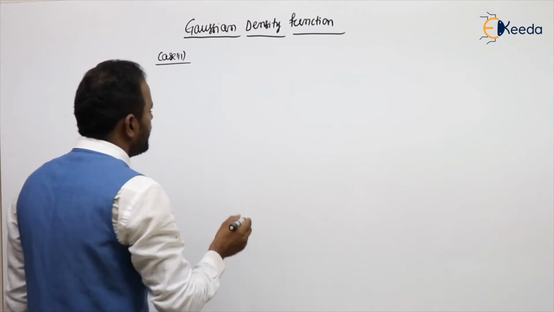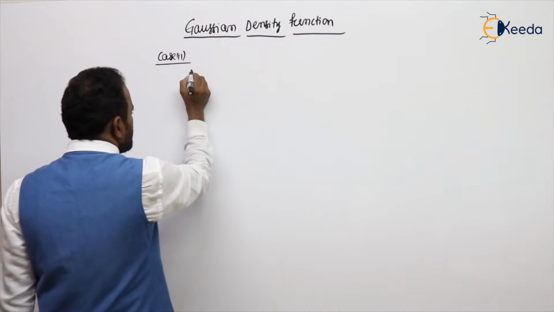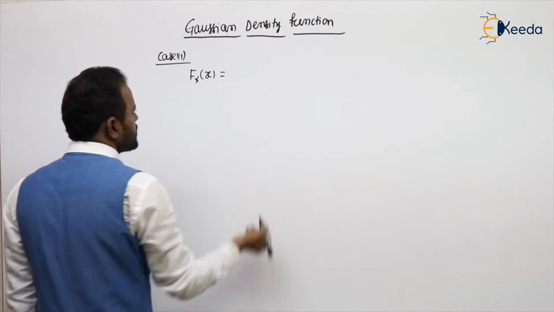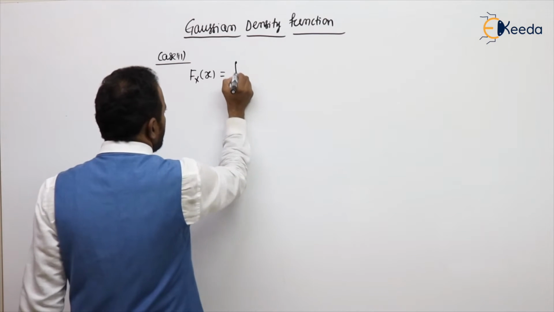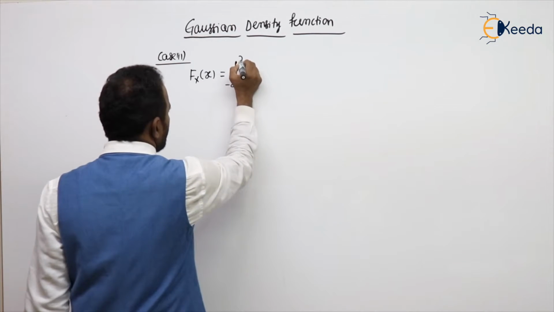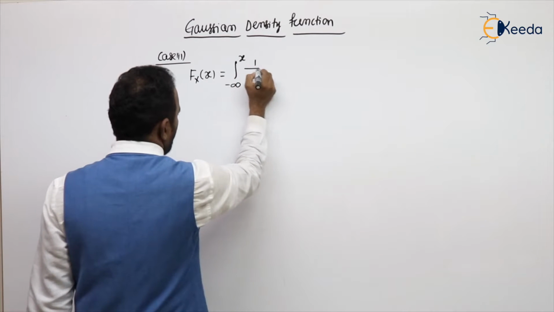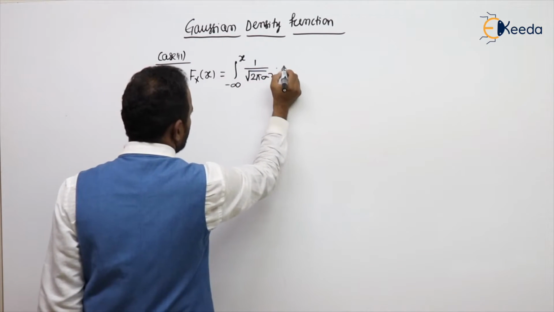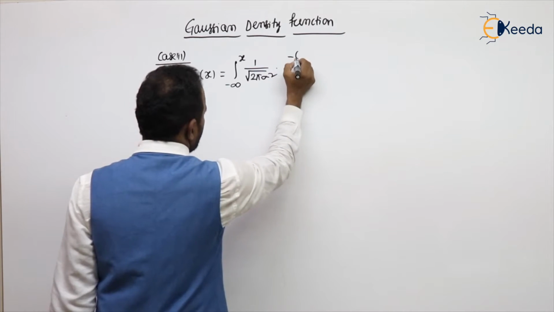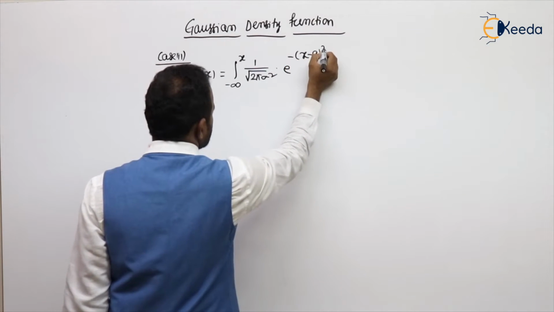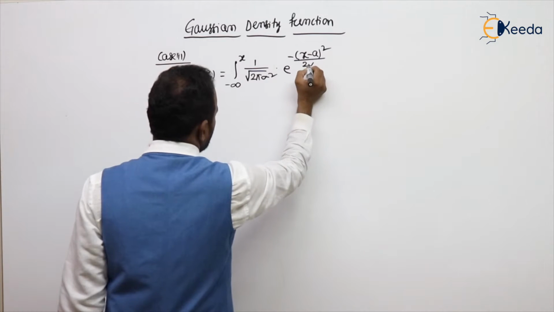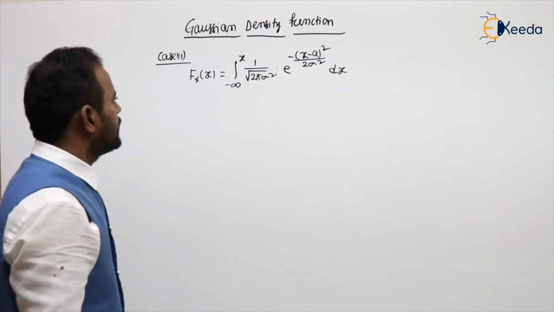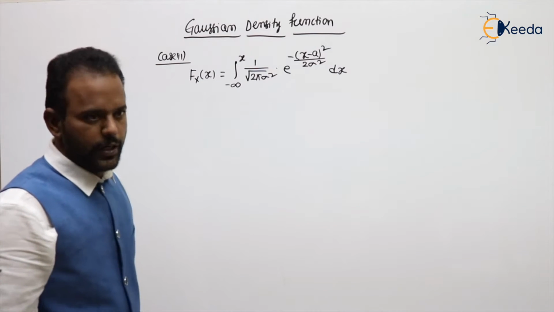For the Gaussian PDF, what is the distribution function? The distribution function is F_X(x) equal to the integral from minus infinity to x of 1 divided by root 2 pi sigma square into e power minus (x minus a) whole square by 2 sigma square into dx. This is the distribution function of a Gaussian.